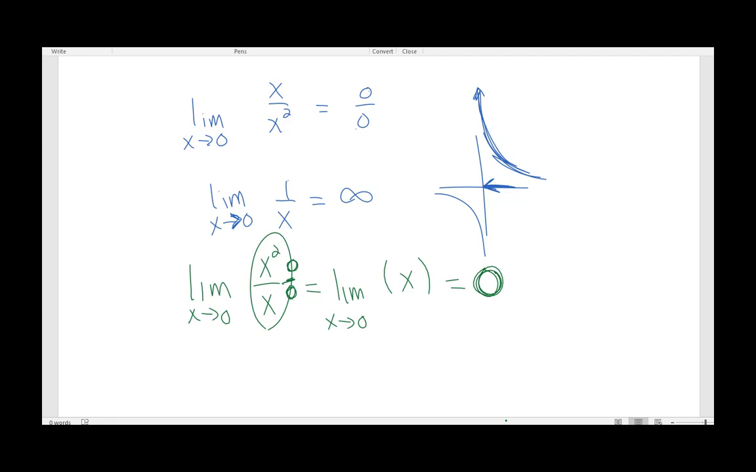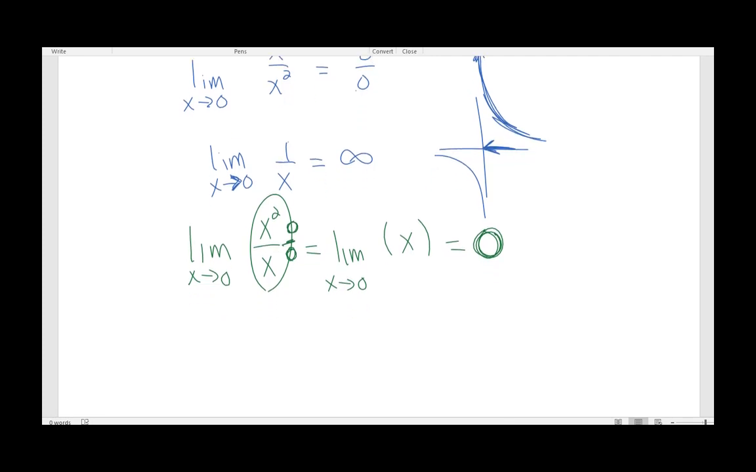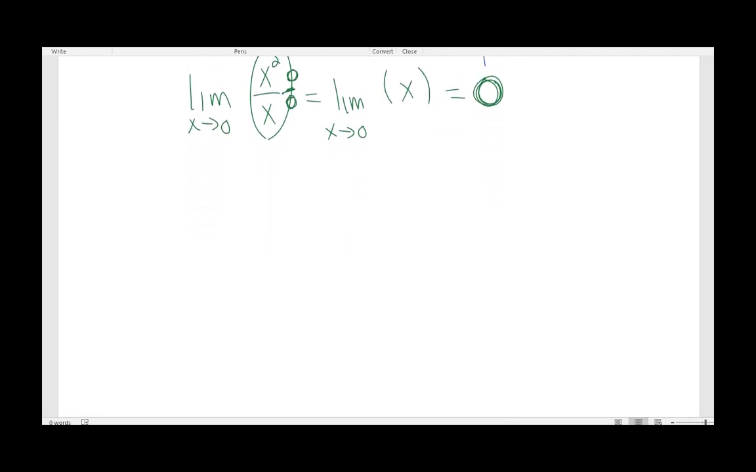So whenever I have one of those two indeterminate forms, infinity over infinity or 0 over 0, I'm going to use L'Hopital's rule. The question is, which one gets there faster? Which one gets to infinity faster? Which one gets to 0 faster? So we're going to look at their rates of change, their derivatives.